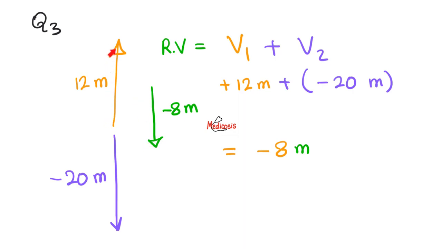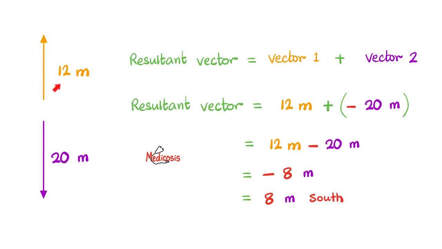So when something is going north or going east, it takes a positive sign. But when something is going south or going west, it takes a negative sign. Just like here, 12 meters north, that is positive, but 20 meters south, that is negative. So the end result is negative 8 meters, or simply 8 meters going south. It has a magnitude, it has a direction, because it's a vector.